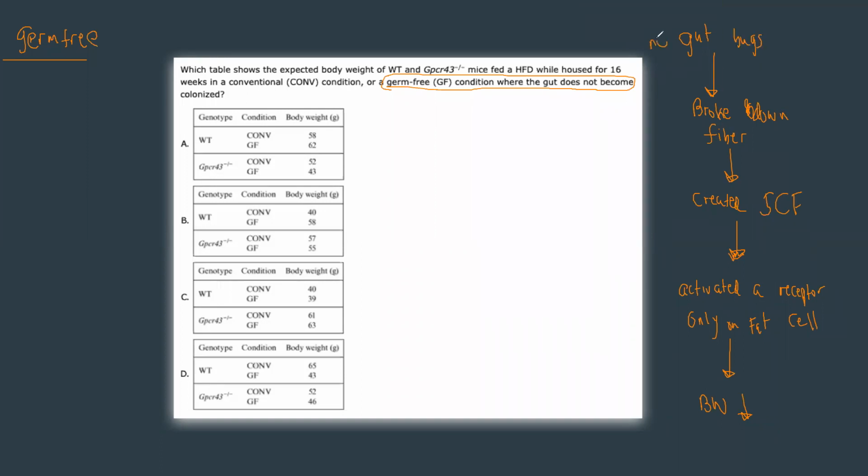Bacteria. All right. When we don't have any bacteria, what do we not have? We can't break down the fiber. If we can't break down the fiber, what then? And then we can't make the short chain fatty acids. If we can't make the short chain fatty acids, what can we not do then? Can't activate the receptor. And what's going to happen to the body weight? It will not decrease. It will, well, increase, right?